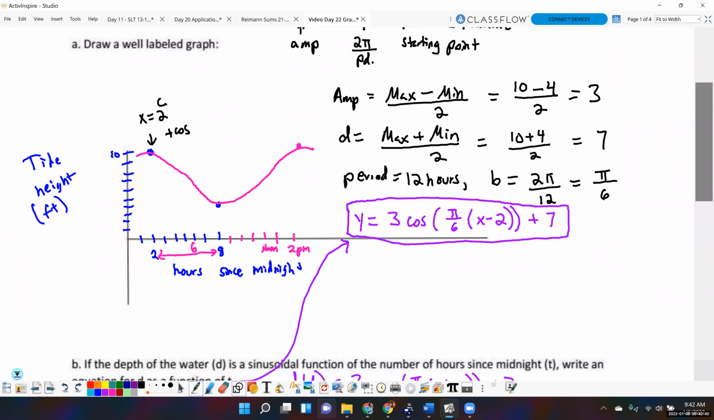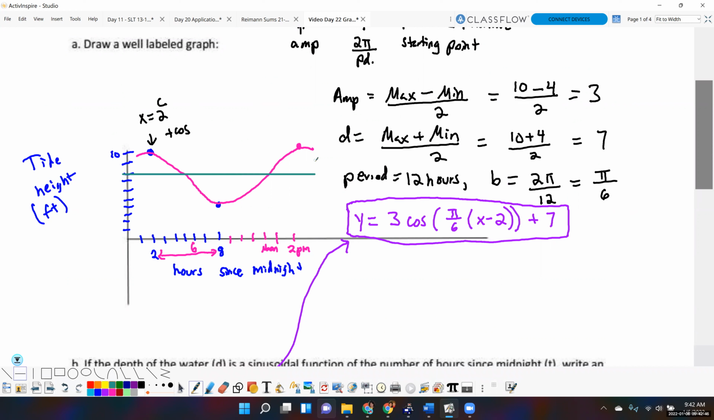I'm going to get my ruler, my straight edge. I'm going to go up to 8. I'm going to go across, and I'm going to indicate with an X. This is where the depth will be 8 feet.